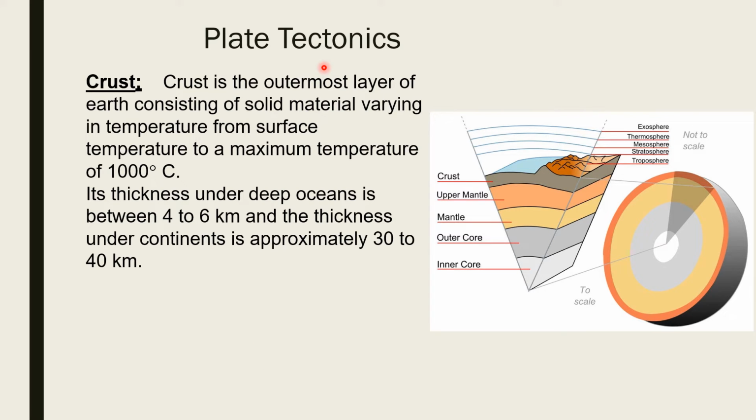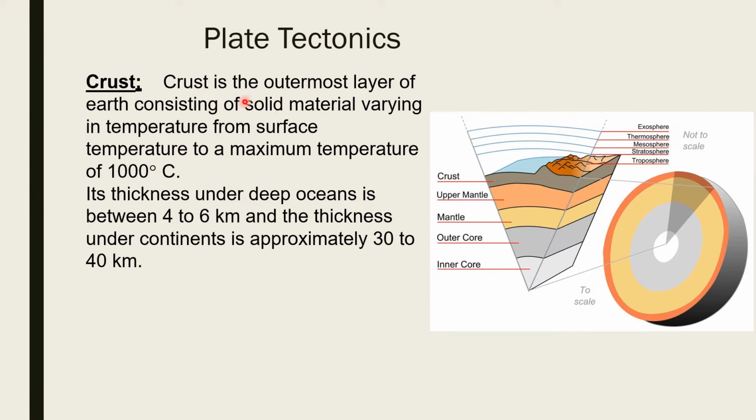Plate tectonics. In the plate tectonics theory, here is the section of the earth. Here is the earth, and the section of earth is shown here. Here are the different layers of the earth: crust, upper mantle, lower mantle, outer core, inner core. Here is the crust.